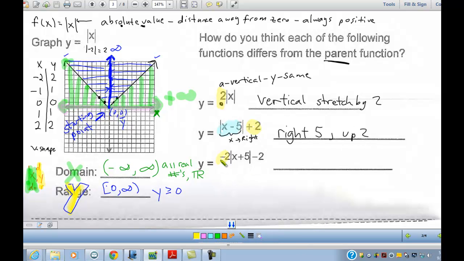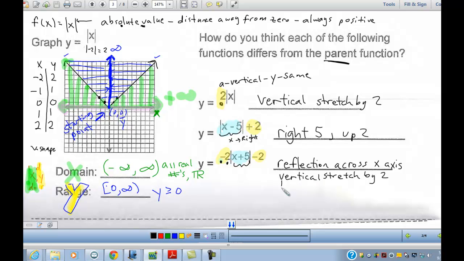In the next problem, we have a vertical stretch by 2 and vertical movement up, but we have horizontal movement left. And we also have a reflection. The negative sign represents a reflection across the x-axis. The 2 represents a vertical stretch. The 5 represents movement left. And the negative 2 represents down 2.